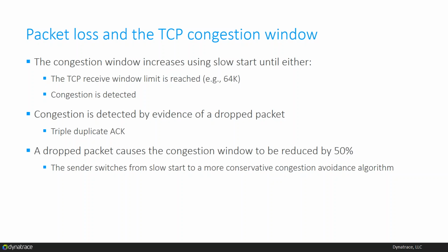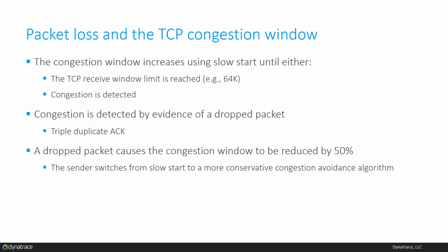Either the receiver's advertised window size or buffer is reached, right? Maybe it's 64K. Once I reach that, I'm not going to try and send more data because the window won't allow me. Or the sender detects congestion. And congestion in large flows of packets is detected by what's called a triple duplicate ACK.